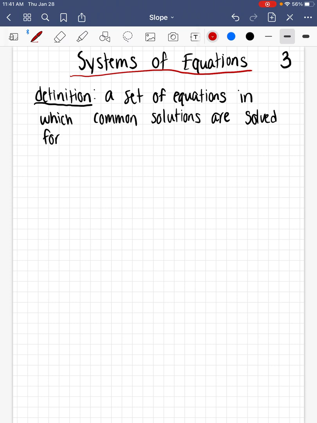The definition of a system of equations is a set of equations in which common solutions are solved for. So we're trying to solve normally just two equations at one time, and we want the solution to be the same for both equations. In 8th grade math, the only way that we are required to do this is by graphing. So what I'm going to do is have you draw a really rough graph in your notes.